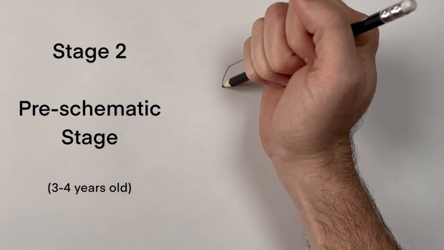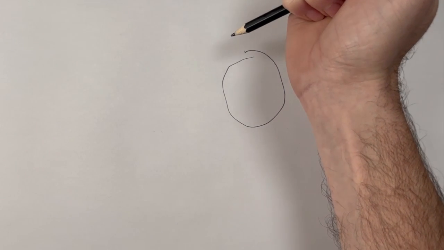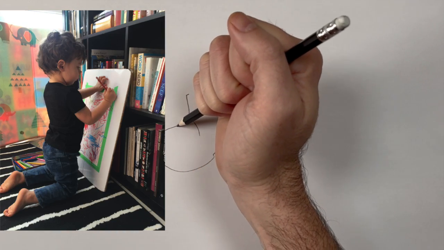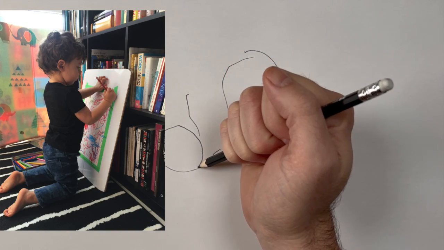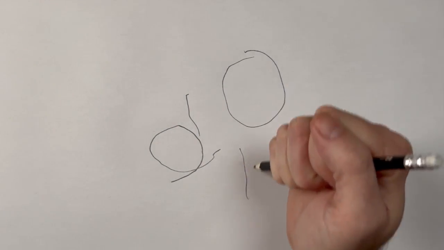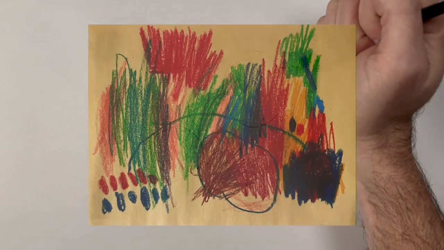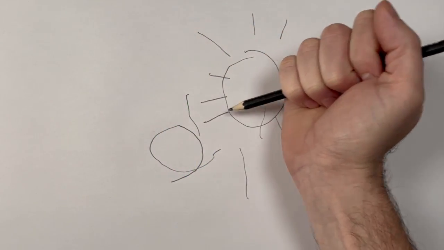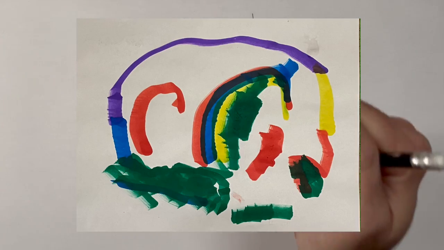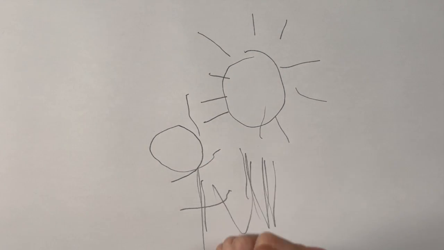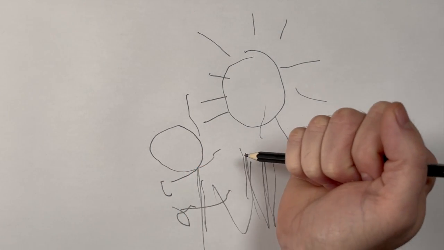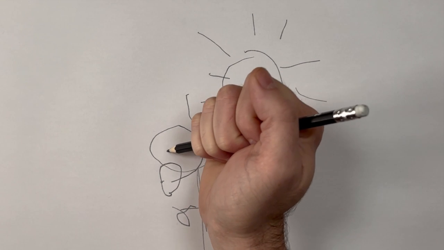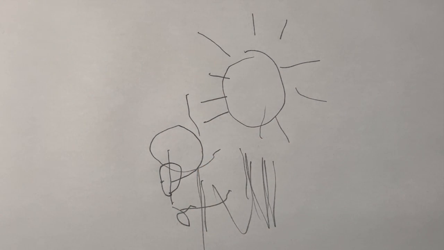Stage 2 is the pre-schematic stage. This is the stage where the scribbles start to coalesce. They start to form proto-images. You might see circles at this stage, maybe even a rudimentary sun, or rainbows. Color seemingly seems more and more important at this point. It's at this stage the child may identify what they're drawing, but it won't look like what they're drawing.